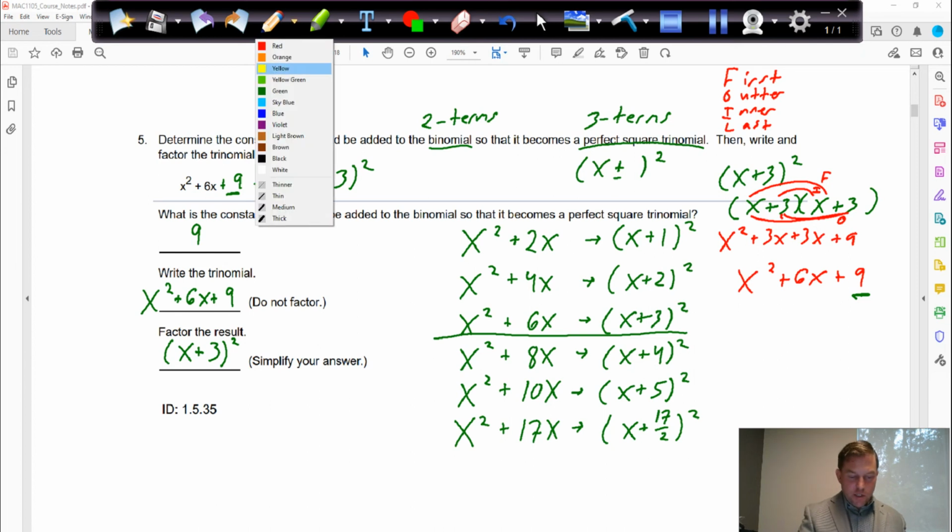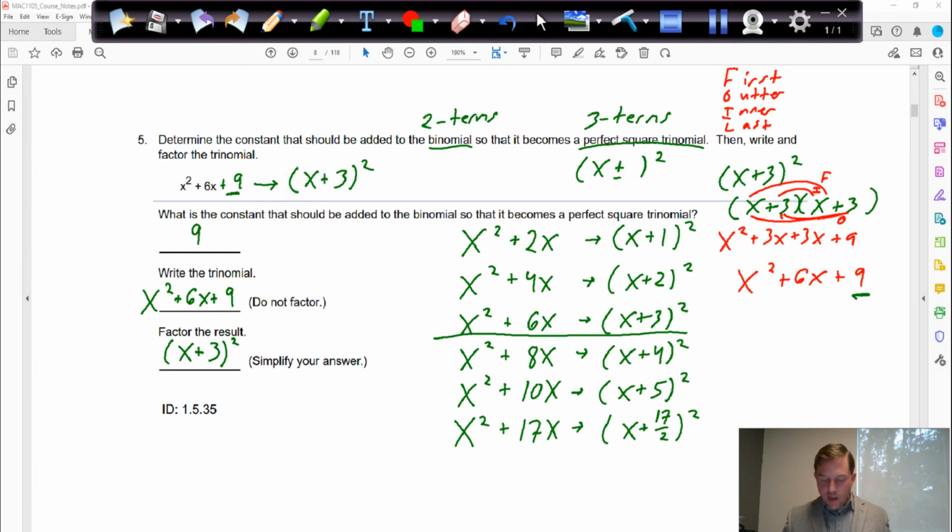So to make this binomial a perfect trinomial, just add a 9. Now this is also a pretty easy pattern to hopefully see. If I had x squared plus 2x, I would add a 1. If I had x squared plus 4x, I would add a 4. If I have x squared plus 6x, I add a 9. If I have plus 8x, I add 16. If I have plus 10x, I add 25. And if I have 17 over 2, I would add 17 squared over 2 squared. So the number you add is just these numbers squared. So 1 squared is 1, 2 squared is 4, 3 squared is 9, 4 squared is 16, etc. So hopefully it should be a pretty quick problem once you see this pattern in action.